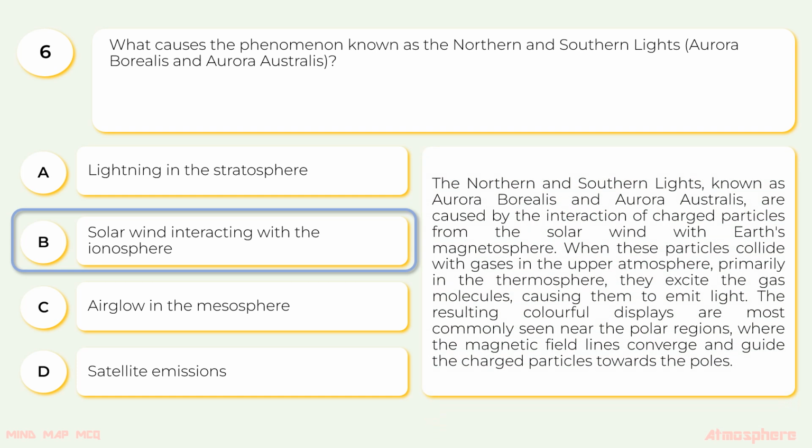The northern and southern lights, known as aurora borealis and aurora australis, are caused by the interaction of charged particles from the solar wind with Earth's magnetosphere. When these particles collide with gases in the upper atmosphere, primarily in the thermosphere, they excite the gas molecules, causing them to emit light. The resulting colorful displays are most commonly seen near the polar regions, where the magnetic field lines converge and guide the charged particles towards the poles.